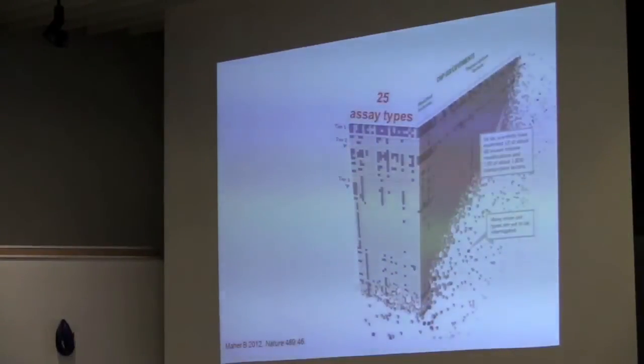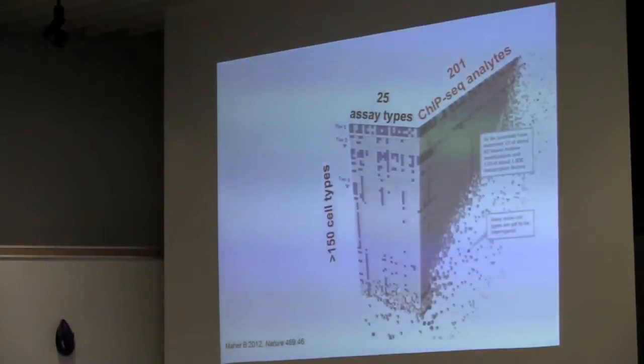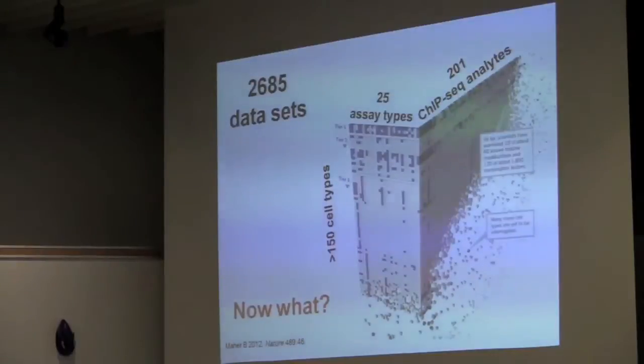There are lots and lots of experiments that you can use, 25 different assay types, more than 150 different cell types, although as I mentioned, a lot of the stuff was coordinated in about six different cell types. You can find a lot more data for those. And some time ago, there were more than 200 ChIP-seq analyses. That was several months ago. Now there are probably more like 250. All in all, there are more than 2,700 data sets today. And the question is, once you get all of those data sets, now what do you do?